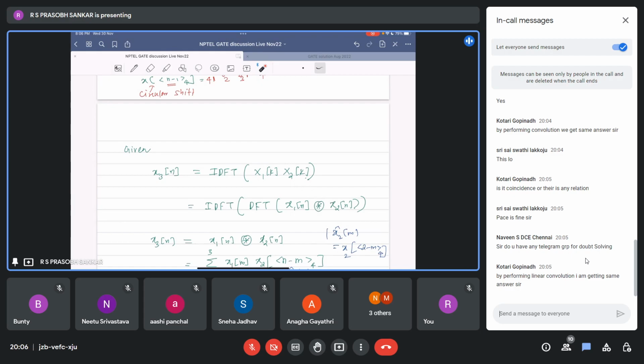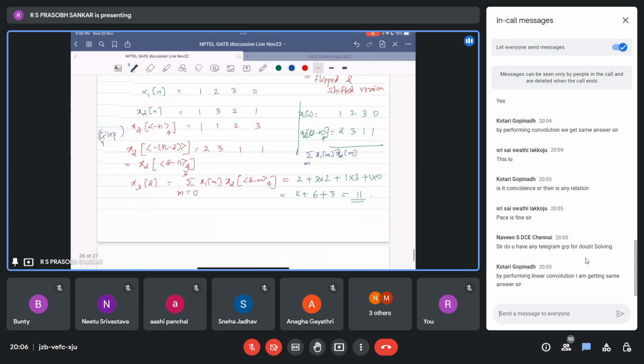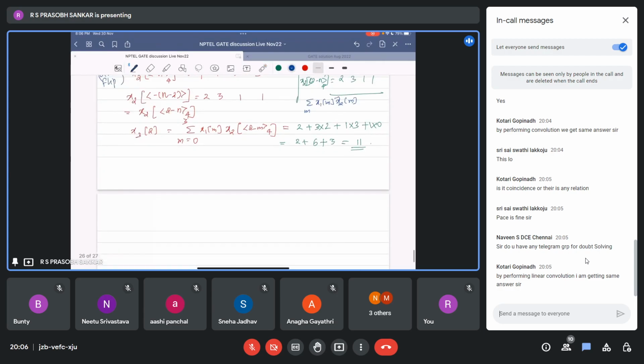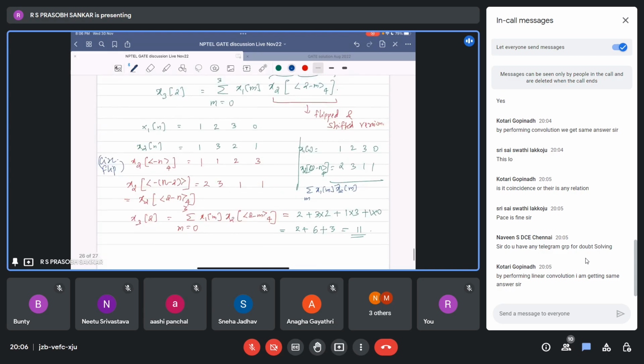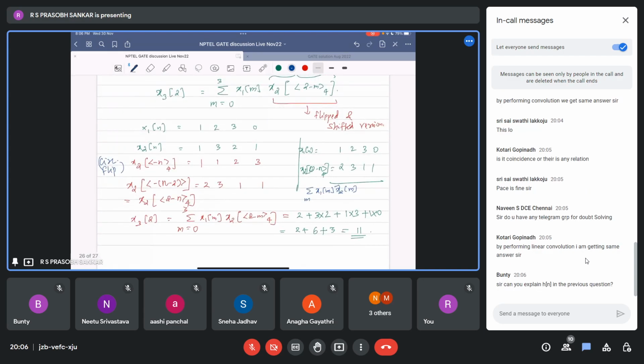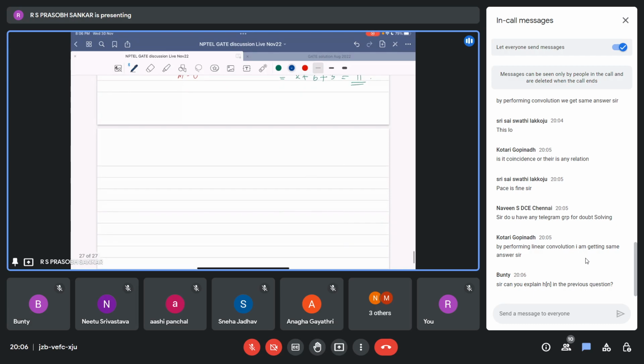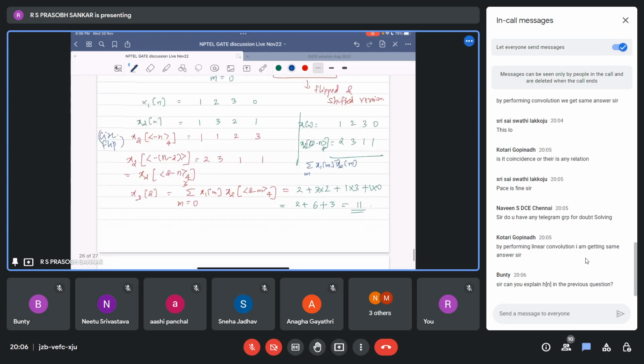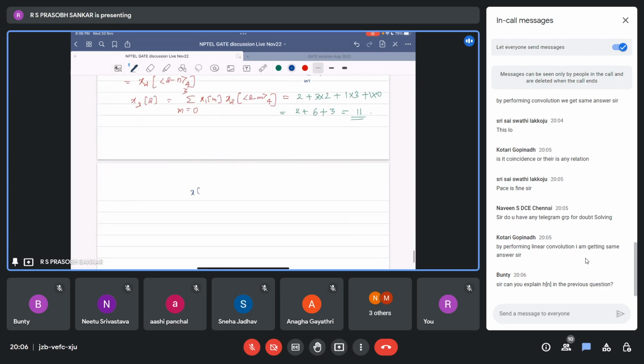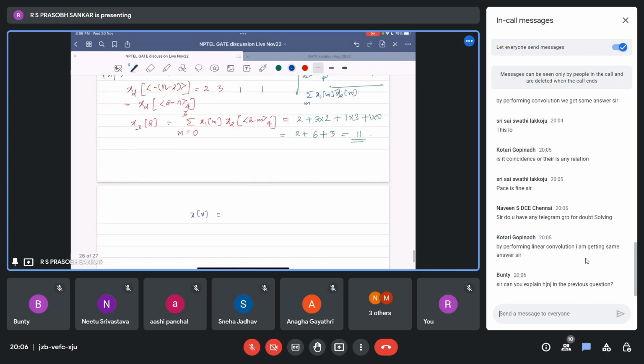By performing linear convolution, you are getting the same answer? Sure? Let me see. No, I didn't try that actually. By the way, for others, I'm not trying to discuss anything new. I'll come to your question. By performing linear convolution, you're getting the same answer? I didn't try that. If you're getting it, then that's a coincidence. I didn't verify it, but if you're getting it, that's just a coincidence.